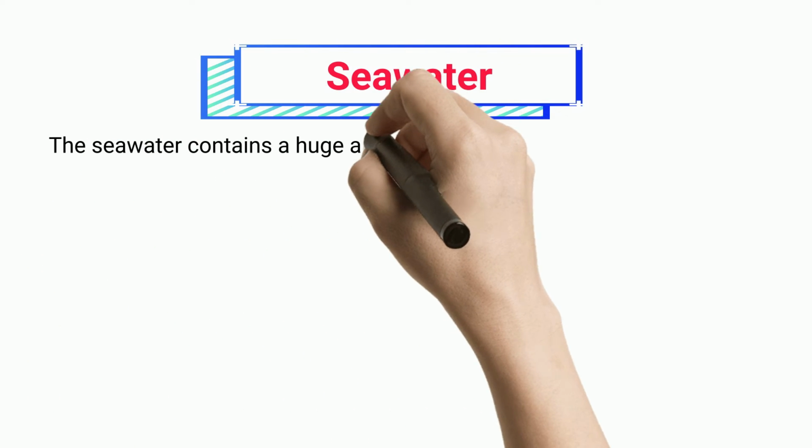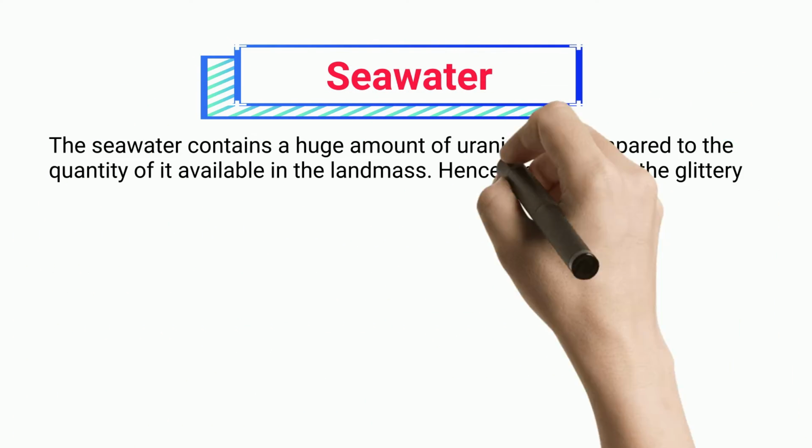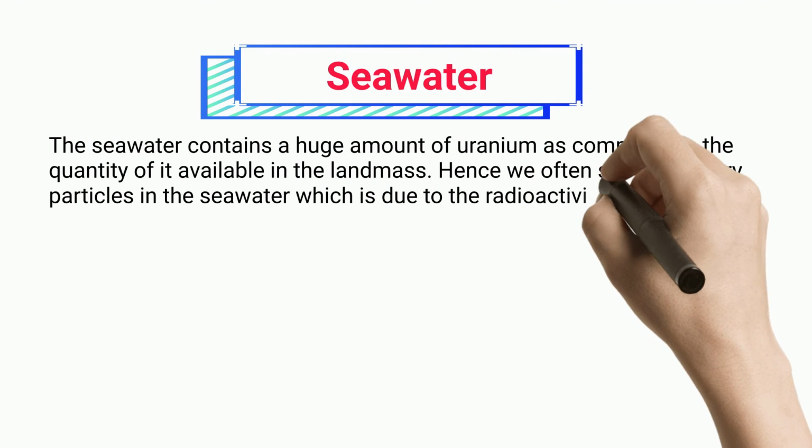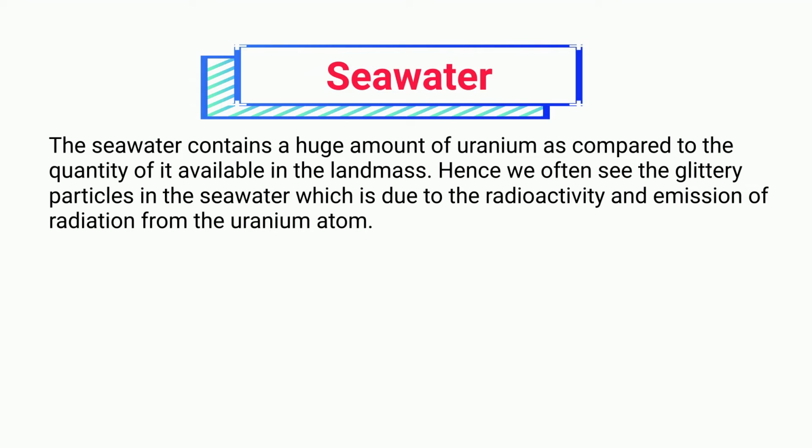Seawater. The seawater contains a huge amount of uranium as compared to the quantity of it available in the landmass. Hence we often see the glittery particles in the seawater, which is due to the radioactivity and emission of radiation from the uranium atom.